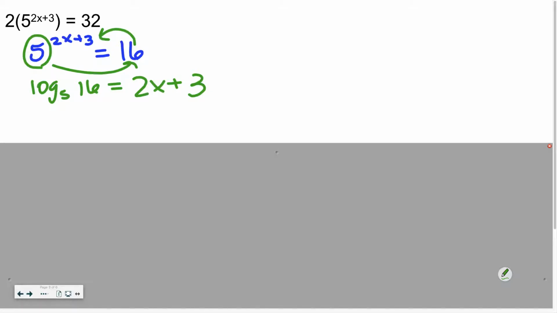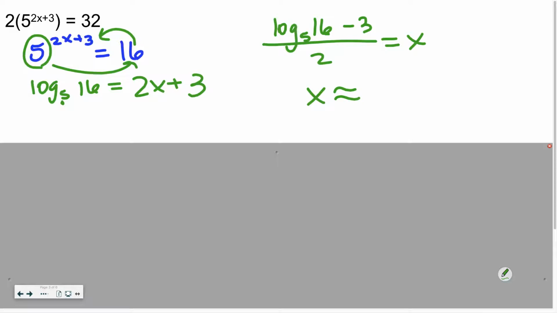Now, this can be typed into your calculator. Don't do it yet. Once we type this into our calculator, we're going to get a value. To solve for x, how are we going to get x by itself? Subtract 3 and then divide by 2. So how about you go ahead and calculate log base 5 of 16. And with that value, subtract 3 equals, divide by 2 equals. You should get a negative answer.